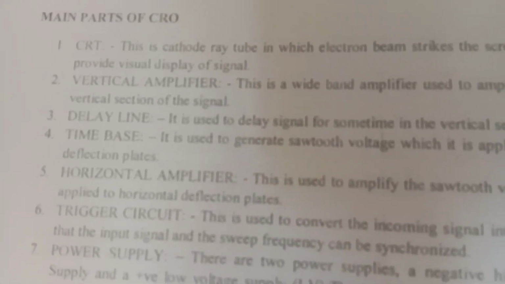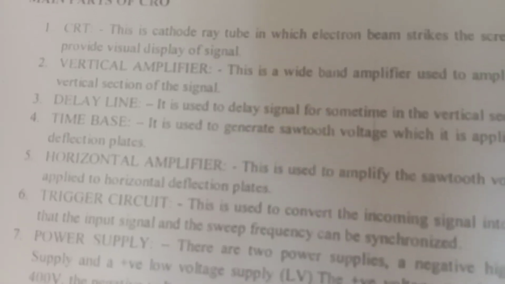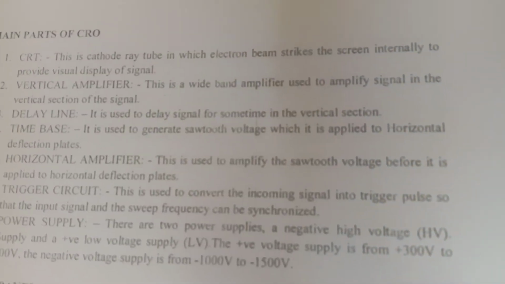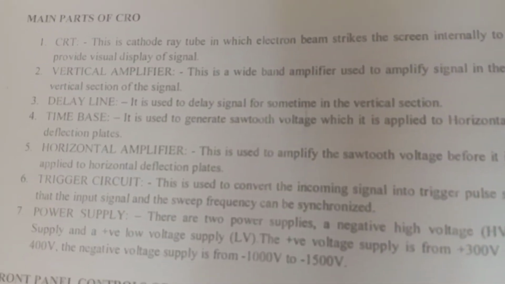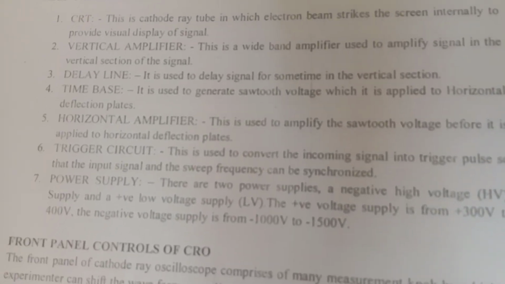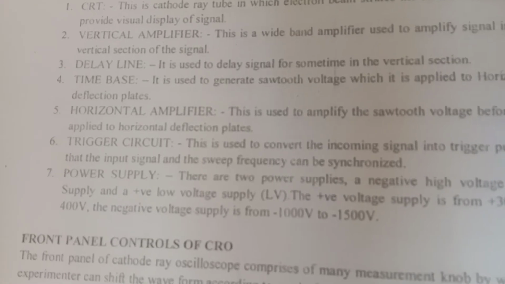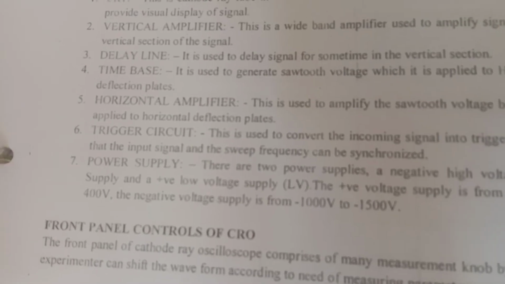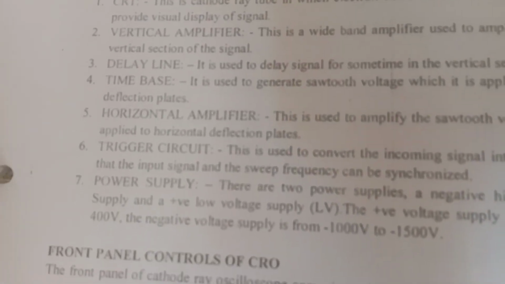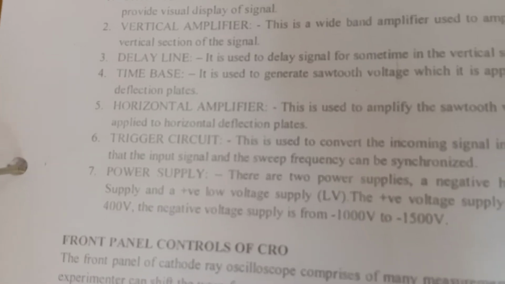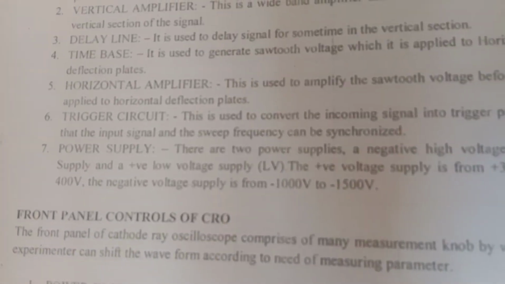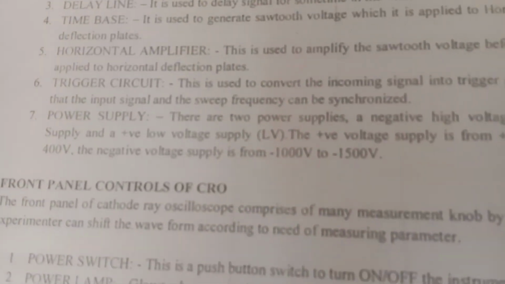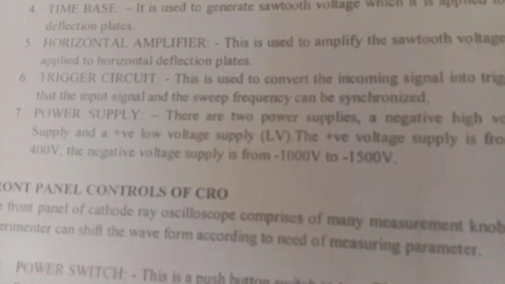CRT, this cathode ray tube, produces an electron beam. Vertical amplifier is a wide band amplifier used to amplify the signal in the vertical section. Delay line is used to delay the signal for some time in the vertical section. Time base is used to generate a smooth voltage which is applied to horizontal deflection. Horizontal amplifier amplifies the waveform in the horizontal direction. Triggering circuit is used for the incoming signal. Power supply is used for giving power to the entire assembly.